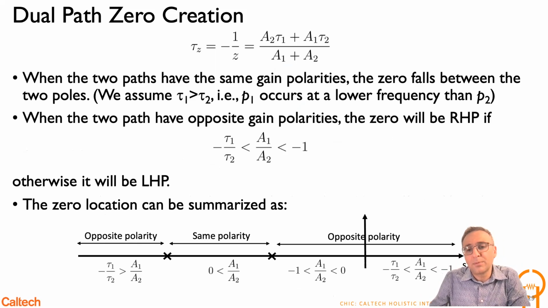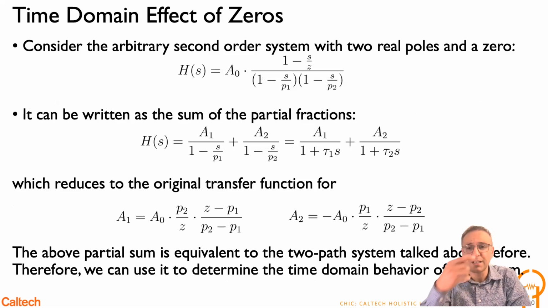And if they have opposite polarities, it will fall outside, and where depends on the relative size of that with respect to -1 or tau1 over tau2. You can see where the zero falls depending on the choices of the ratios of A1 and A2 and tau1 and tau2. The interesting thing is that if you start with a second order system with two real poles and a zero, you can always do a partial fraction expansion and write it as the sum of two first order systems with a single pole.